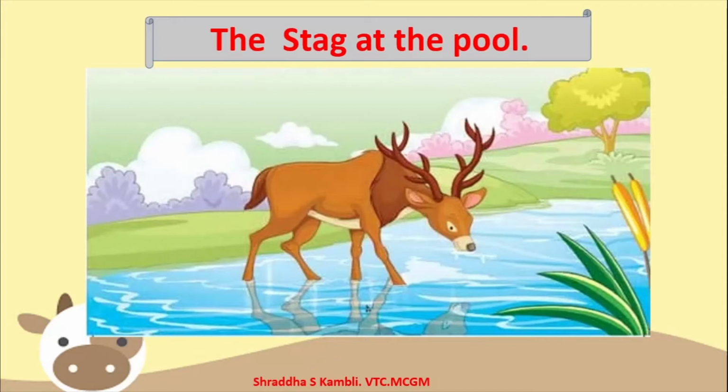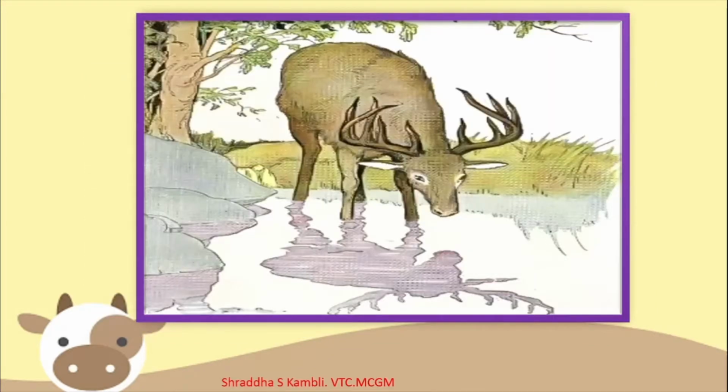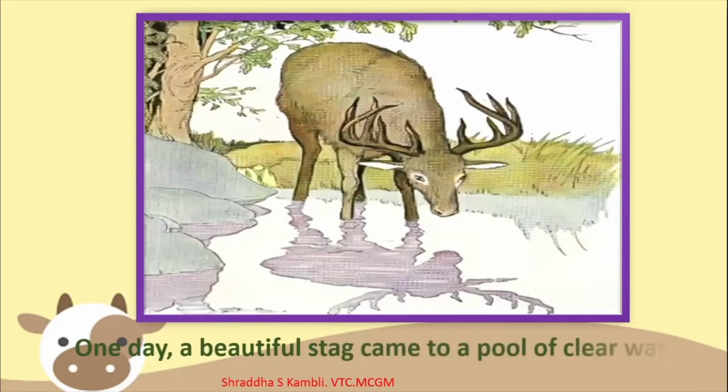So come on, let us understand what happened in the story, The Stag at the Pool, and we will also see what we get to learn from this particular story. So, there was this beautiful stag, all right. He came to a pool of very clear water. As he bent down to drink the water, he saw his own reflection in the water.